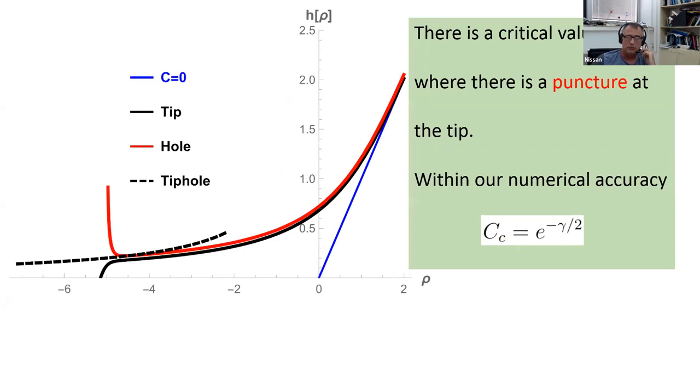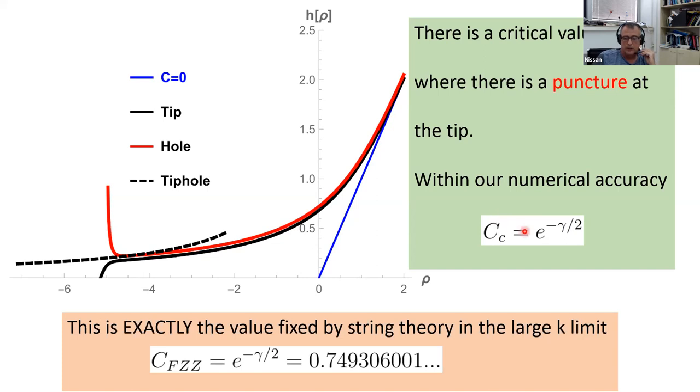So within our numerical accuracy, the critical point is e to the minus gamma over 2. And the uncertainties are very, very small, 8 or 10 digits after the decimal point. What is remarkable about this number is that this is exactly the value that is fixed by string theory in the large K limit. So if I use this FZZ duality and I calculate that number, then this is what I get.